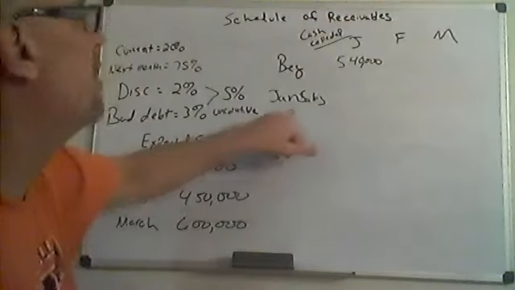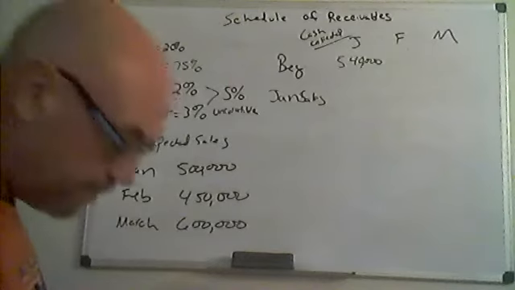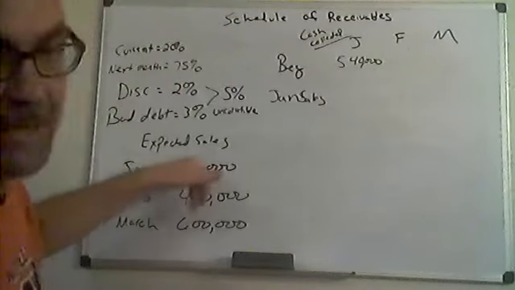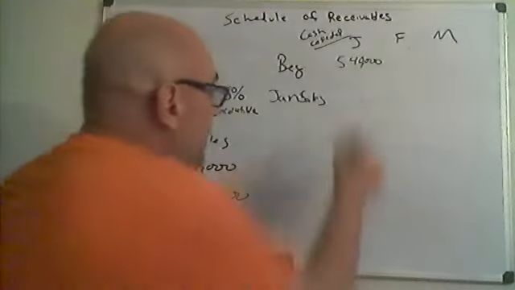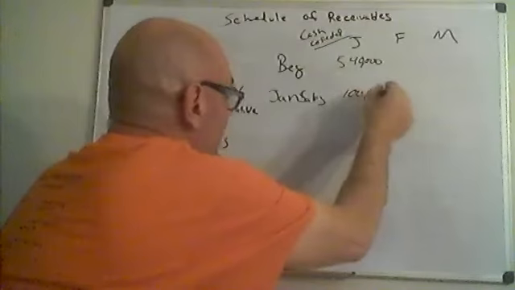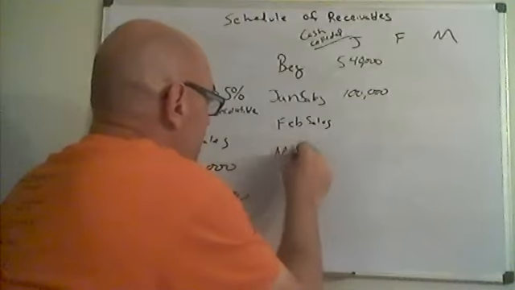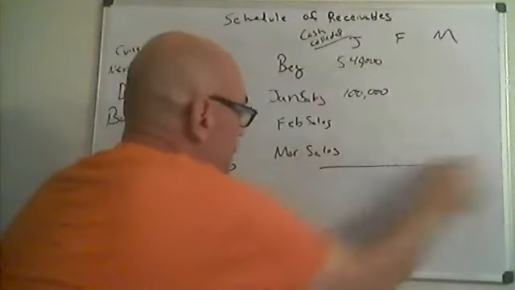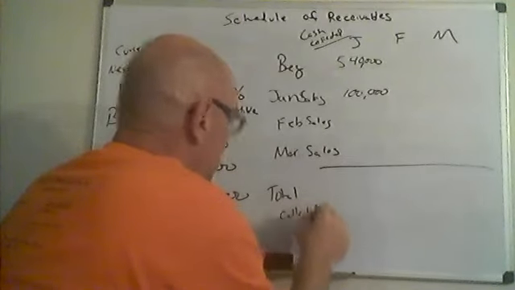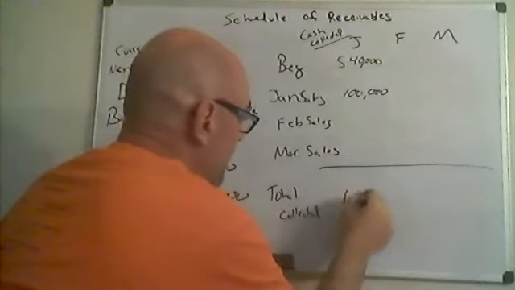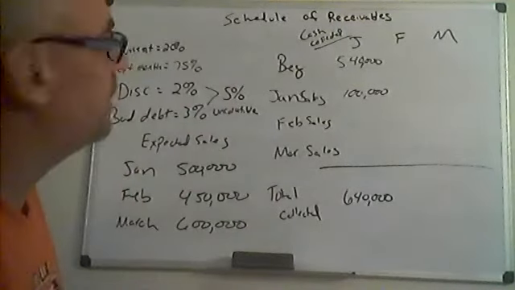That was just given. But then in January sales, we have to figure out how much we are going to collect in January. Well, we expect to sell 500,000 in January, and we are going to collect 20% of that, so we would expect to collect 100,000. I'm going to go ahead and put February sales, March sales, draw a line, total collected would be 640,000 in January. That is how much cash we expect to collect.